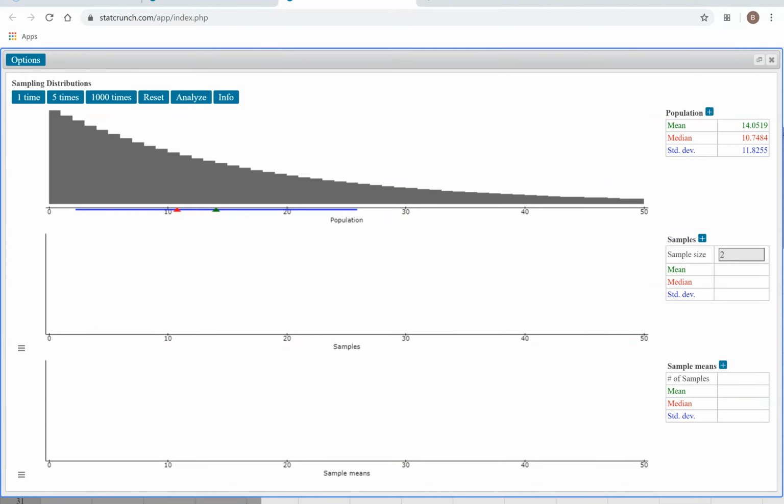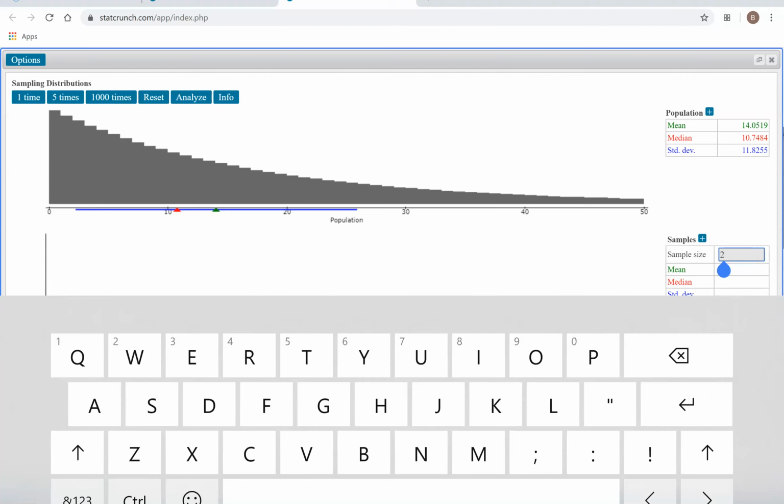Okay, let's look at this. So this right up here represents my population. Whatever it is, it's something very right skewed. And they're going to visually show you what I just tried to show you on the notes. So let's take a sample size here of, let's say, 3. Wait a minute.